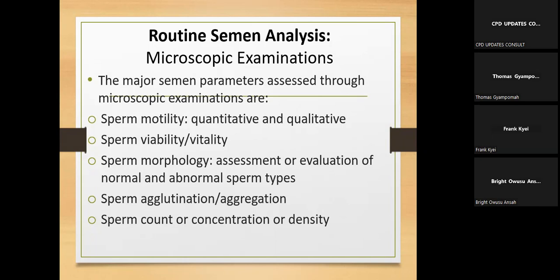We're going to look at sperm morphology, which we have done extensively under spermatogenesis. But it is supposed to be part of the microscopic examinations on the semen. So you transport that information that we learned in spermatogenesis and then fill it up with some of the few things that we have to do under semen analysis. We're going to look at sperm agglutination and sperm aggregation, and what is the difference between the two. And then, of course, the almighty sperm count.